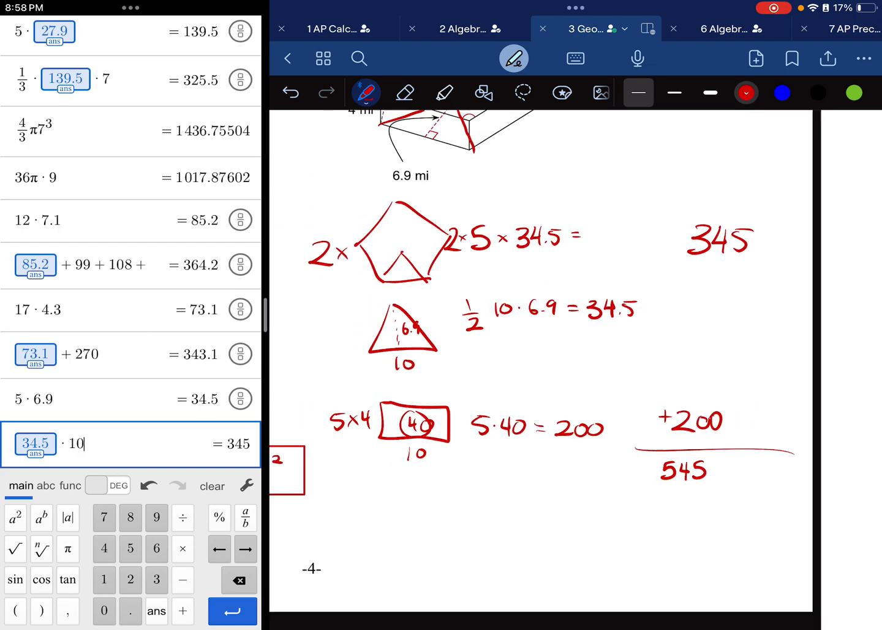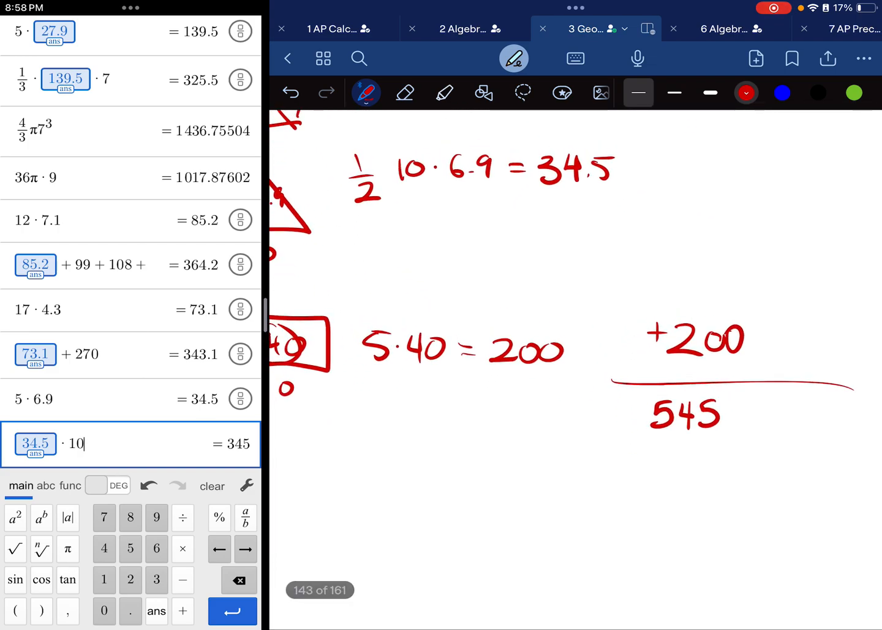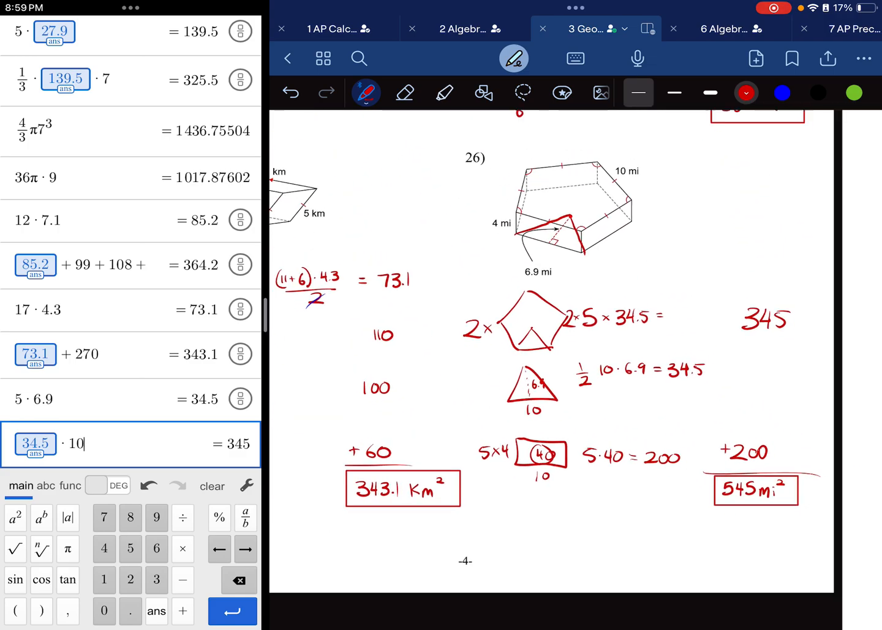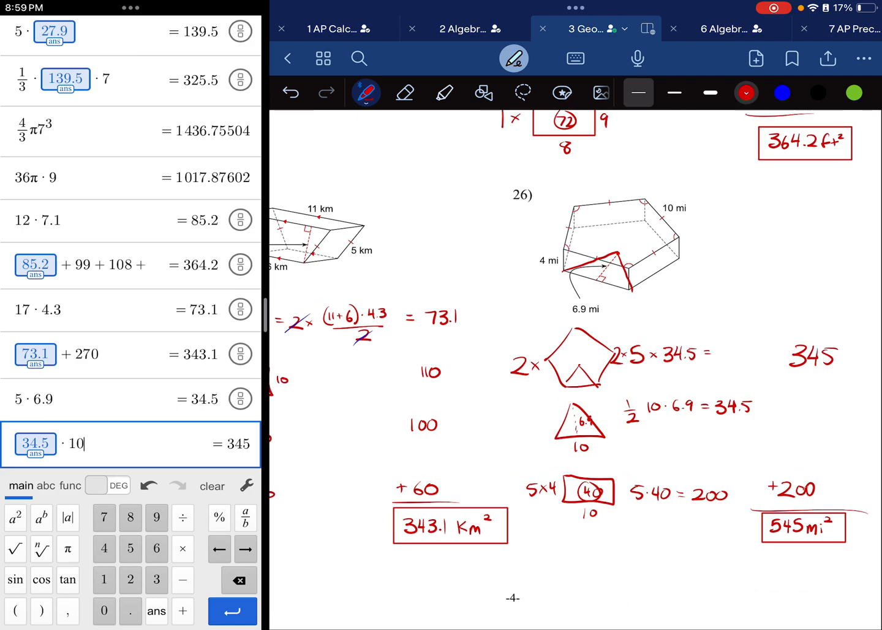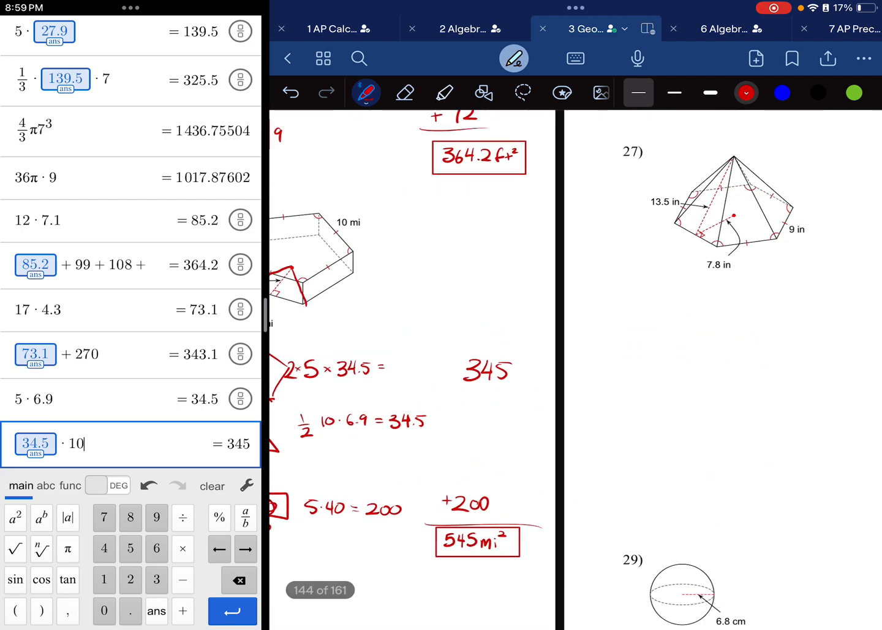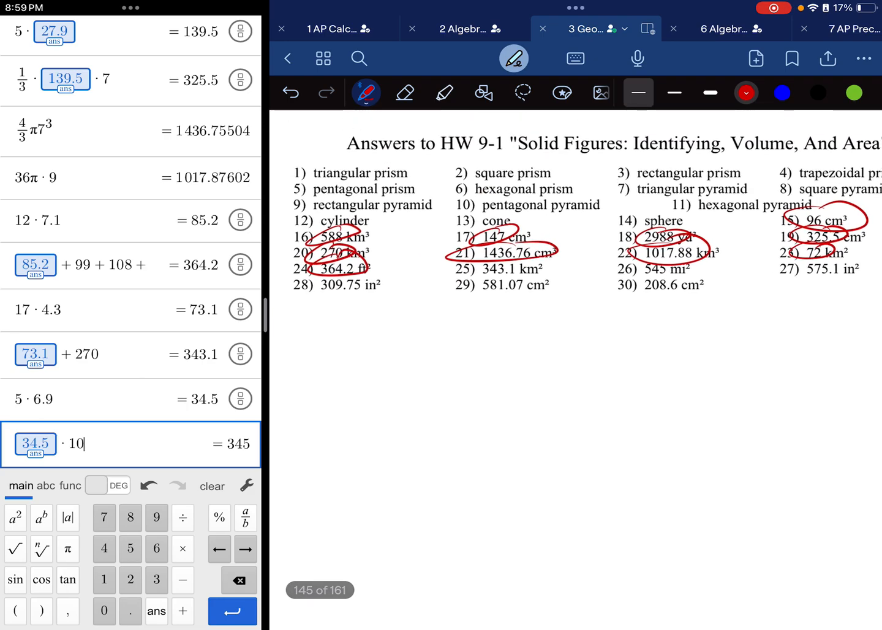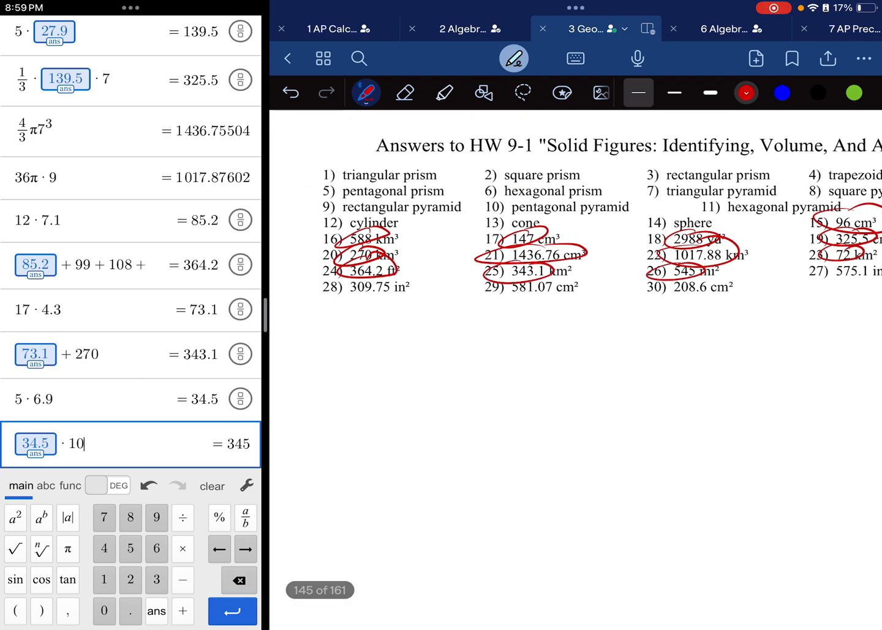545, slightly better. What are our units here? Miles. So miles, and we're talking about area, so power of 2 because area is always the second dimension. All right, let's check those. So I have 343.1 and 545. I still have not made a mistake.